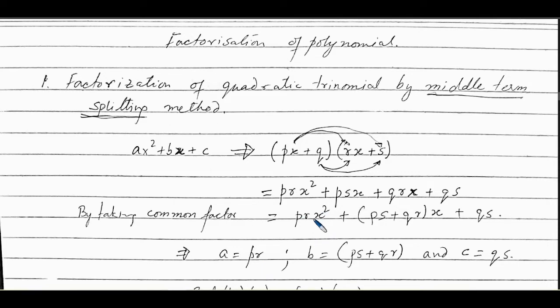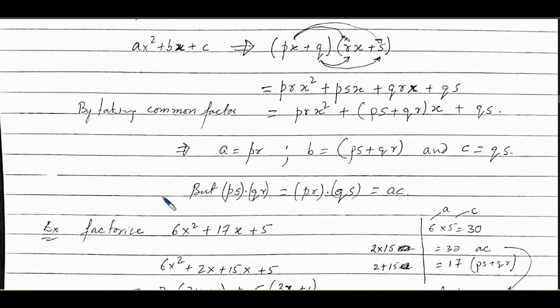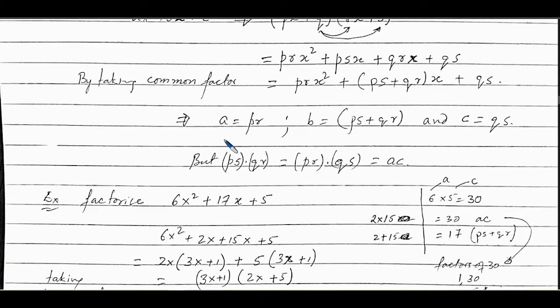Now you got a quadratic equation. If pr is a, then ax square. If this is b, then this is bx, and if qs is c, you have this. So this will be useful as we proceed, you will see it. But you note here this ps into qr I can write as pr into qs, like a into b is b into a. So this pr is equal to a and qs is equal to c. So pr dot qs is equal to ac.